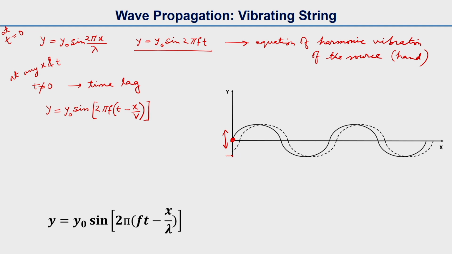So this is the equation for any x and t. So the time lag is like this. At y equal to 0, earlier at the source, let us say this is x prime, and let us say it takes time t prime, which is x prime by v.